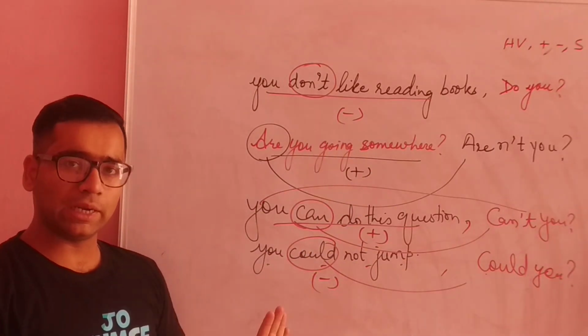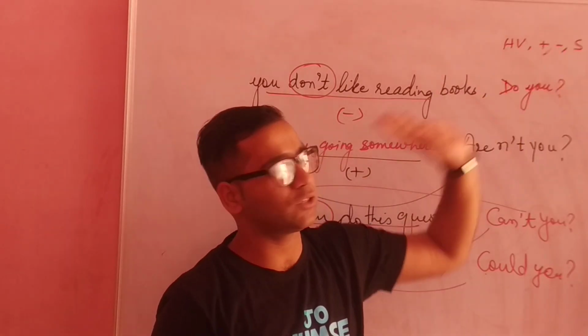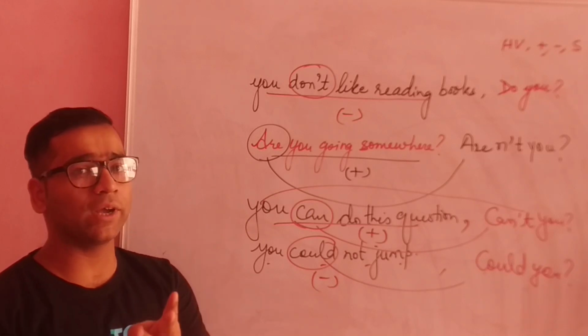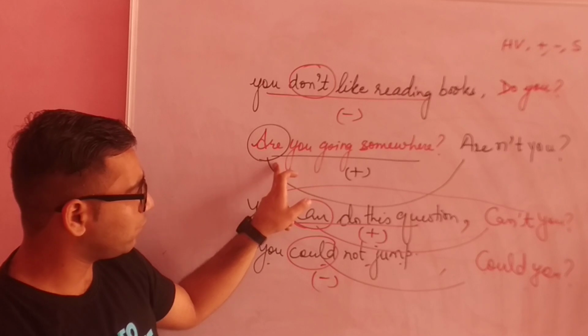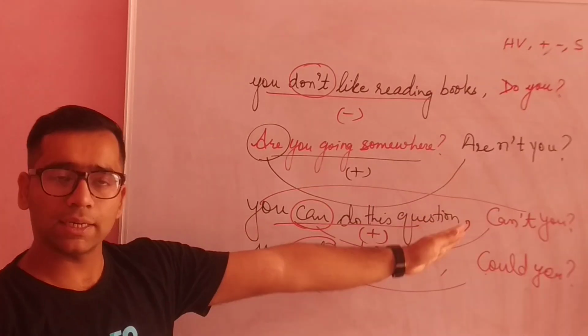I hope it must be clear to you. You need three things: helping verb, positive, negative, subject. That's all. Focus on these three things. I have told you three cases only you can get. First case can be of a tense. Then second case can be of a helping verb. Third case can be of a modal verb. So you will be easily getting these things out of this.